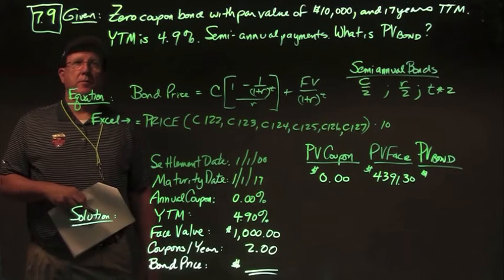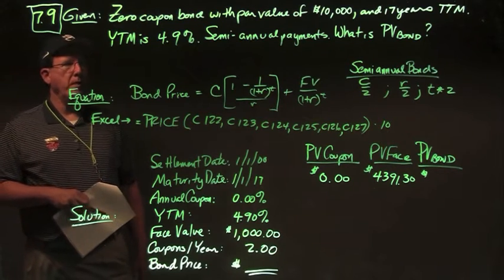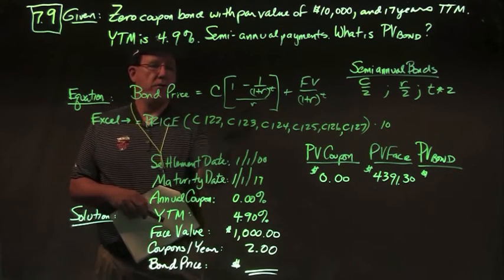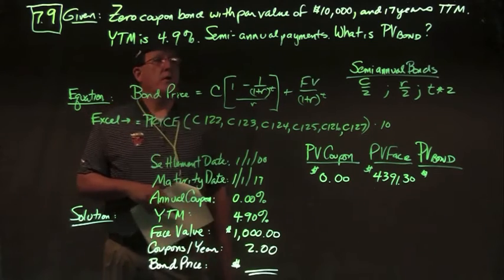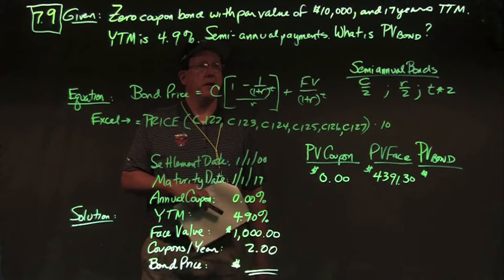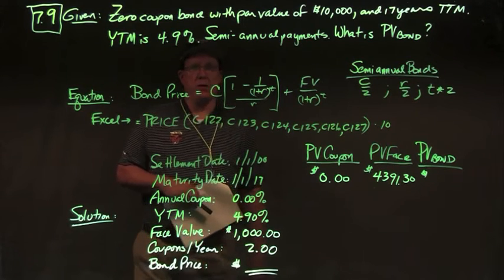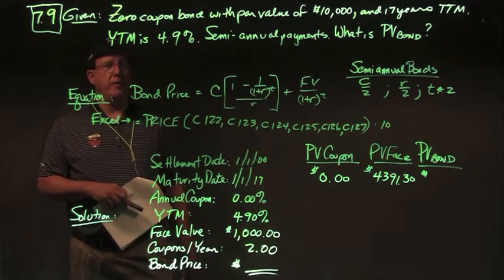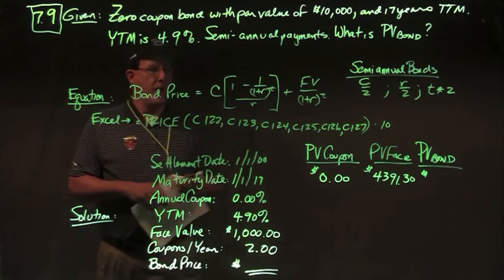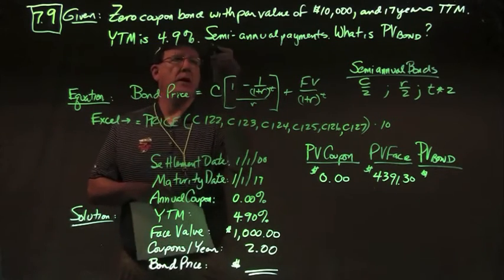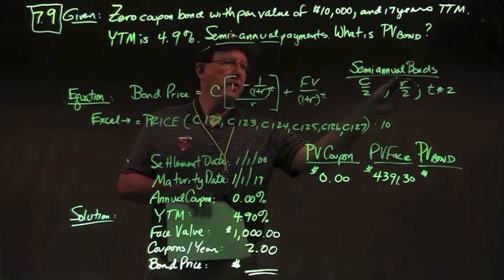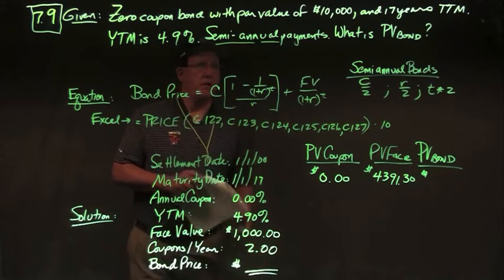In problem 7.9, we have a 0 coupon bond, which is great news for us. They're fun problems to do, with a par value of $10,000 and 17 years time to maturity. The YTM is 4.9%, semi-annual payments again, so we have to be careful again with this. And we're going to go C by 2, R by 2, T times 2. What is the price of the bond?